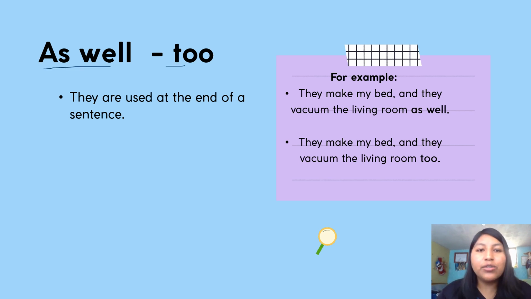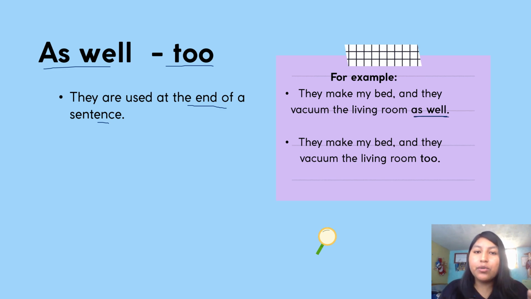as well and too. These words are used at the end of a sentence. And they try to give the same idea as also, but they are used at the end. For example, they made the bed and they vacuumed the living room as well.